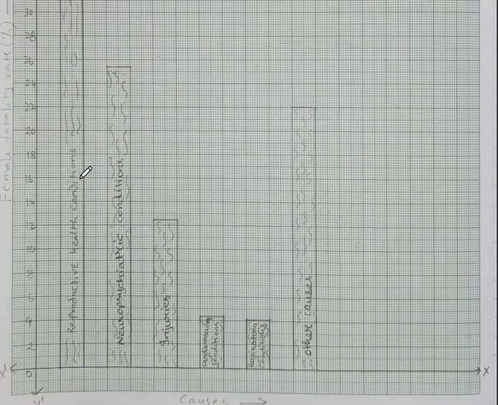Now, right after the origin, you should keep a gap of 1 centimeter. Then here one rectangle is to be drawn. Again gap, again rectangle, again gap, again rectangle, like that you will continue. Here the first point given is reproductive health conditions, 31.8. So we will draw the first rectangle up to 31.8.